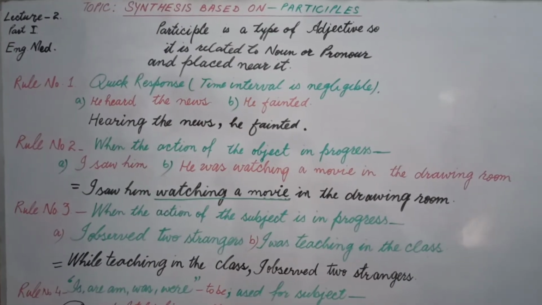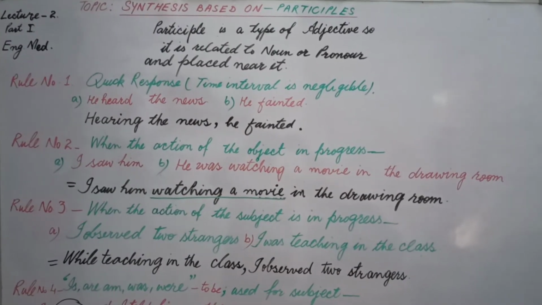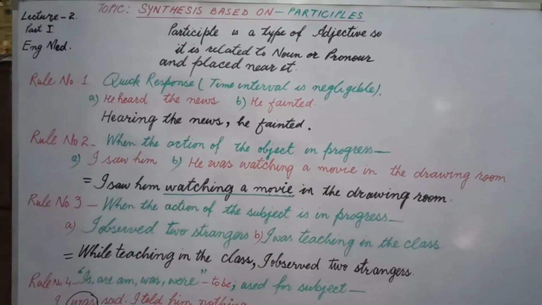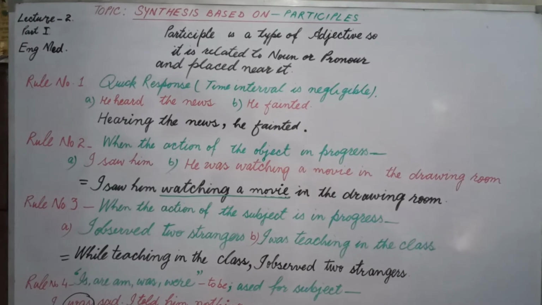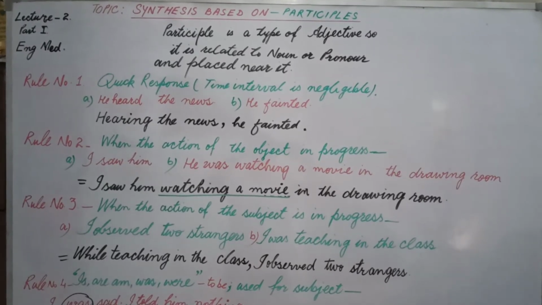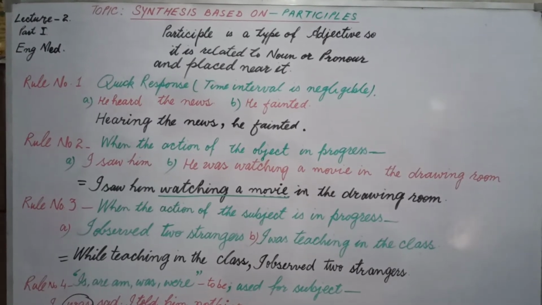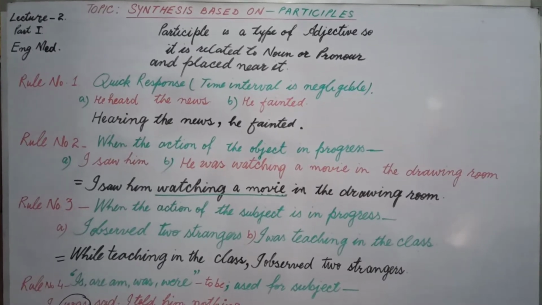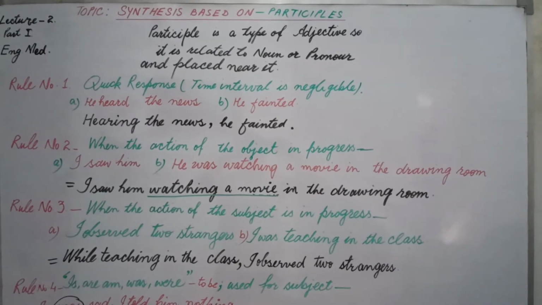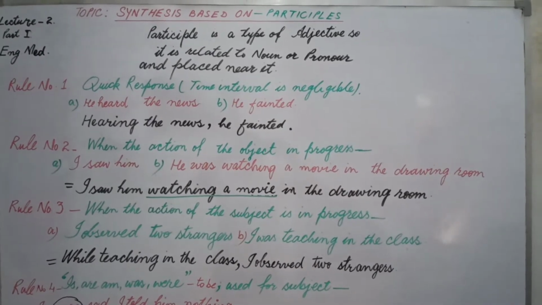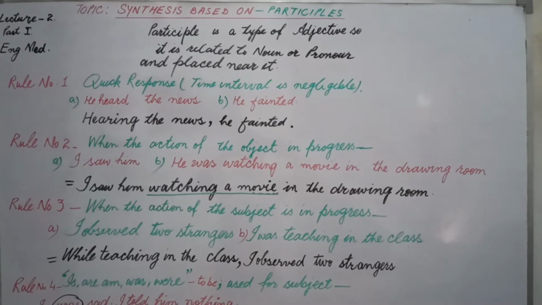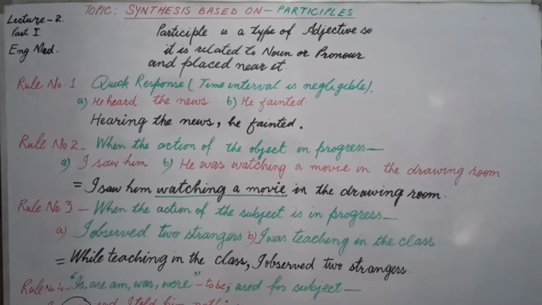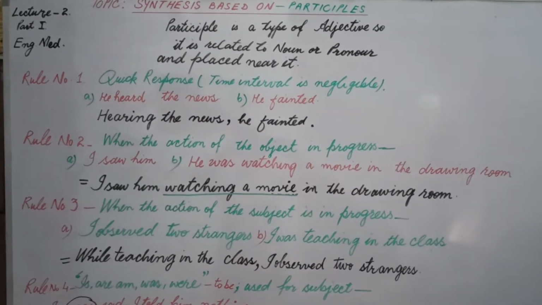A participle is a type of adjective, so it is related to a noun or pronoun and placed near it. Students, you know, an adjective describes some quality of a noun or pronoun, and it is placed near a noun or pronoun. So it is with participles. Participles are used in two forms, first form plus ing form and third form. So we are going to see how participles work in combining two sentences.